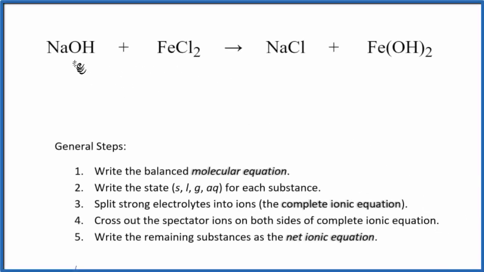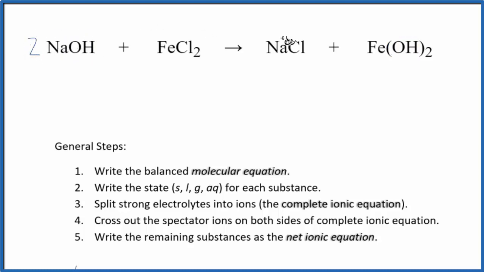In this video, we'll write the balanced net ionic equation for NaOH plus FeCl2, sodium hydroxide plus iron(II) chloride. First thing we need to do is balance the molecular equation. I can see I have two hydroxides here and just one here. So I'm going to put a 2 in front of the NaOH.